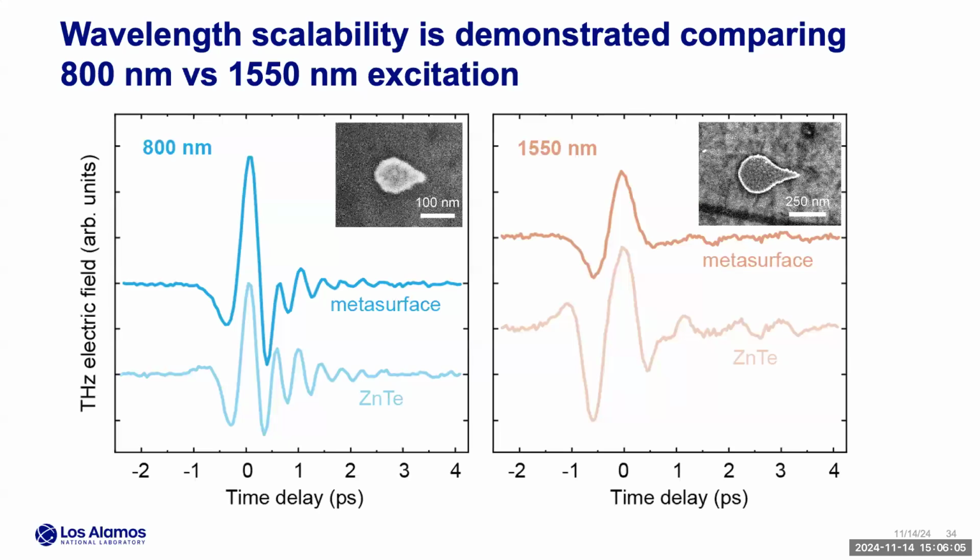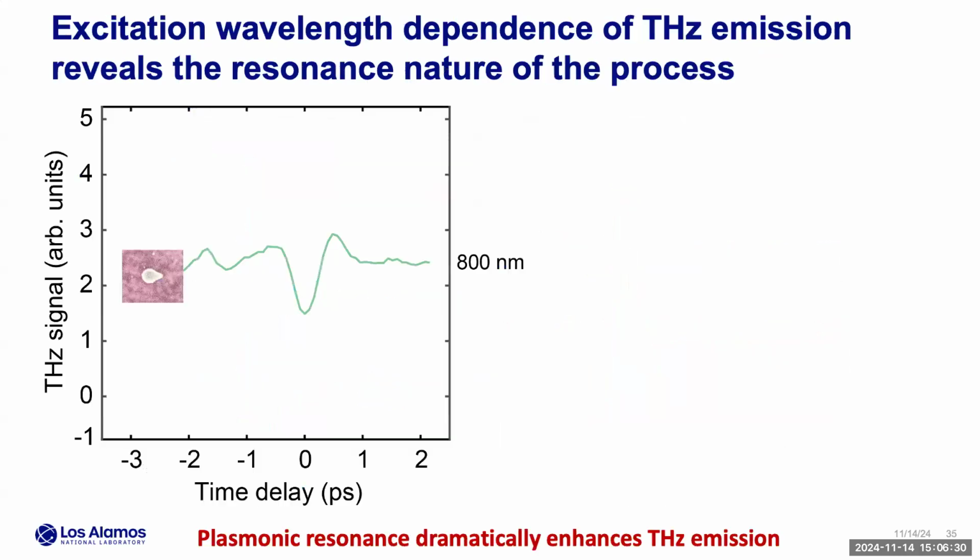You can actually see here the terahertz waveform that you get out. I had previously shown you what you get out at the 800 nanometer structure, which is shown here, and you can actually see how big it is. For this larger structure at 1.5 microns, you still get comparable to zinc telluride in terms of emission, maybe not quite as optimized. So you can also look at the excitation wavelength dependence in more detail, and you'll see that the plasmonic resonance dramatically enhances the terahertz emission.